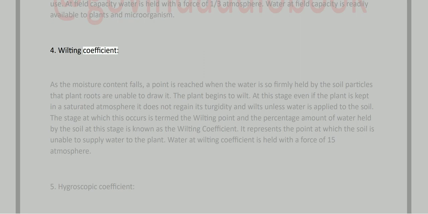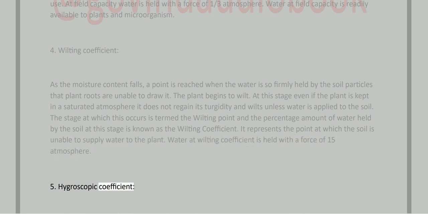4. Wilting coefficient. As the moisture content falls, a point is reached when the water is so firmly held by the soil particles that plant roots are unable to draw it. The plant begins to wilt. At this stage even if the plant is kept in a saturated atmosphere it does not regain its turgidity and wilts unless water is applied to the soil. The stage at which this occurs is termed the wilting point and the percentage amount of water held by the soil at this stage is known as the wilting coefficient. It represents the point at which the soil is unable to supply water to the plant. Water at wilting coefficient is held with a force of 15 atmospheres.